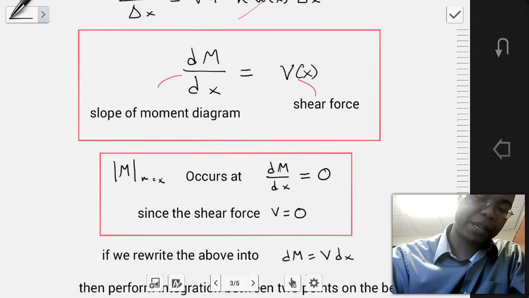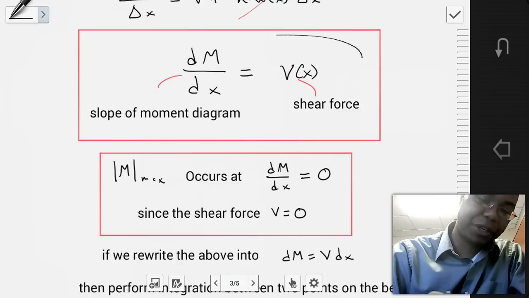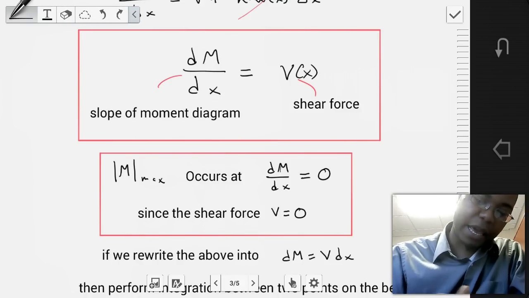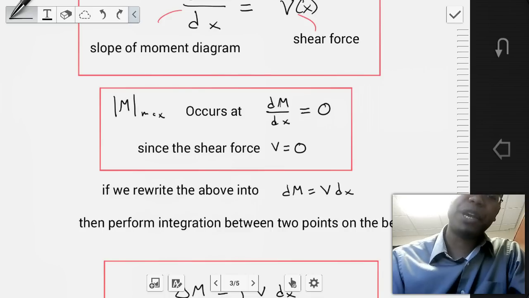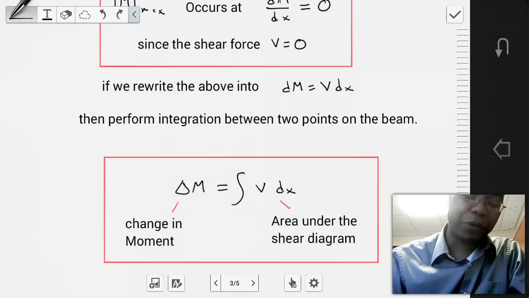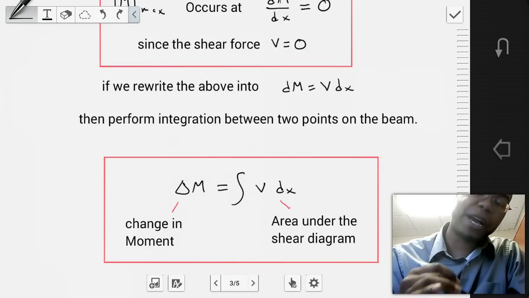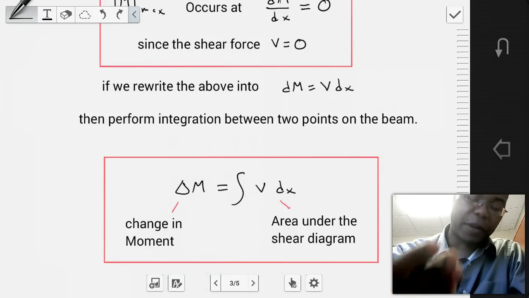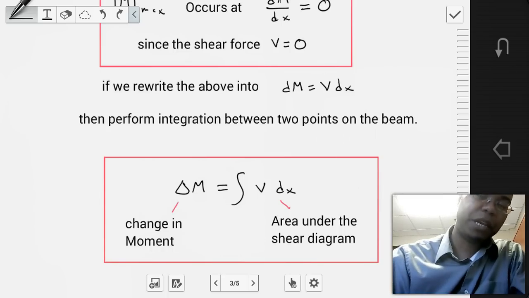Now, if we were to take this equation here, rearrange it and perform integration across 2 points of the beam, then we'll find the following equation, where the change in the moment is going to be equal to the integral of the shear function with respect to x, where the left-hand side of the equation is the change in the moment diagram, and the right-hand side of the equation is the area under the shear diagram. So we've been able to establish a relationship between the shear diagram and the moment diagram.